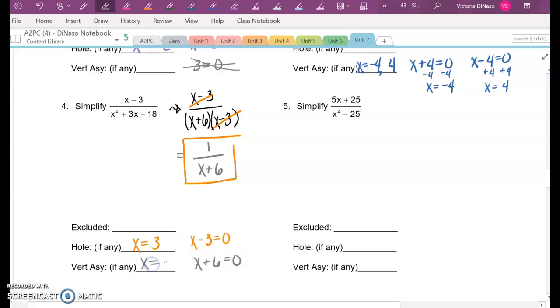We get that x equals -6. So we have excluded values of 3 and -6. They're both excluded. In number 5, we're going to simplify.